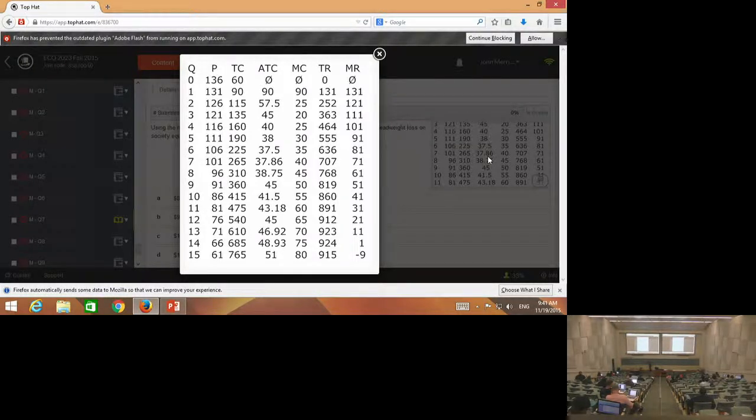9 times 91 minus, what's the average cost when the quantity is 9? 45, okay, nice round number. So 91 minus 45 is 46. 46 times 9 is the 414 answer. And the other way you could have done it is just directly TR minus TC.